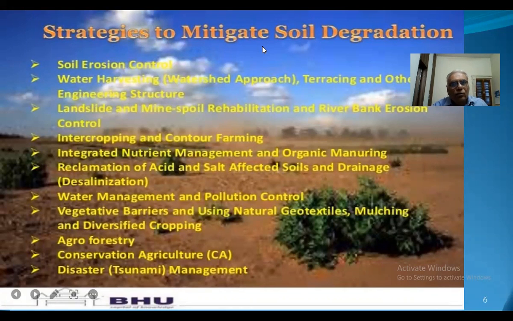Strategies to mitigate soil degradation: soil erosion control, water harvesting, the watershed approach, terracing, and other engineering structures, landslide and mines soil rehabilitation and riverbank erosion control, intercropping and contour farming, integrated nutrient management and organic manuring, reclamation of acid and salt affected soil and drainage, desalinization, water management and pollution control, vegetative barriers and using natural geotextiles, mulching and diversified cropping, agroforestry, conservation agriculture, and disaster management.